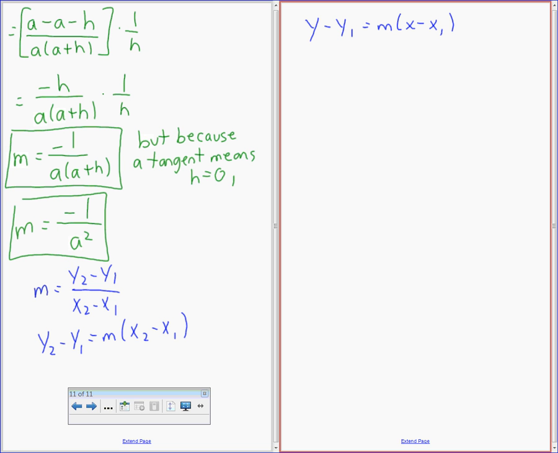Okay. So what information do I know? Do I know anything? You know m. Anything else that I know? You know what y equals? Good. And what else do you know? What x equals? Good. So we know here that our m is equal to negative 1 over a squared, right? x1 is equal to a, and y1 is equal to, what was it, 1 over a? Okay, yeah, go ahead.